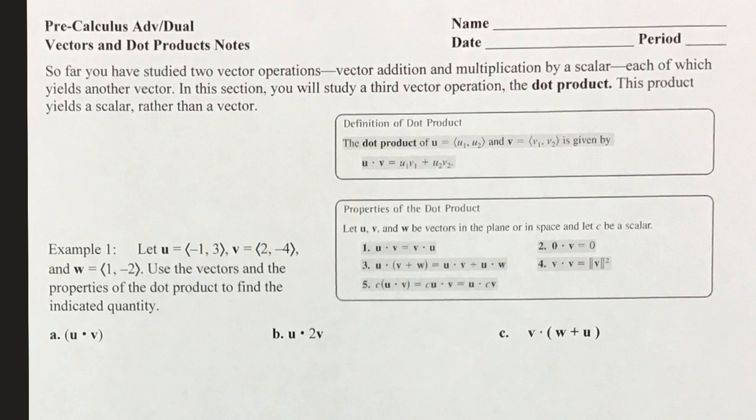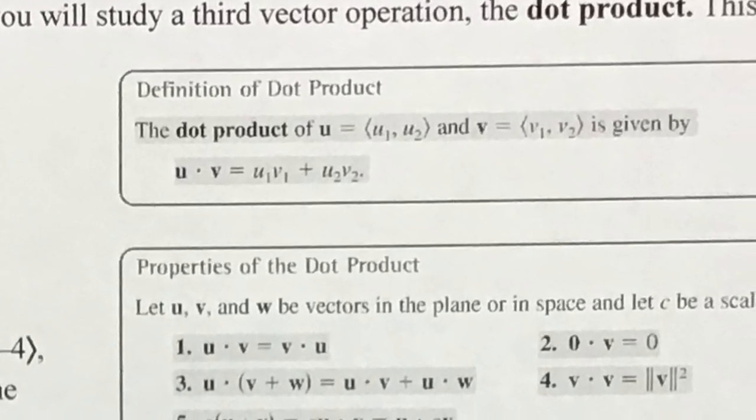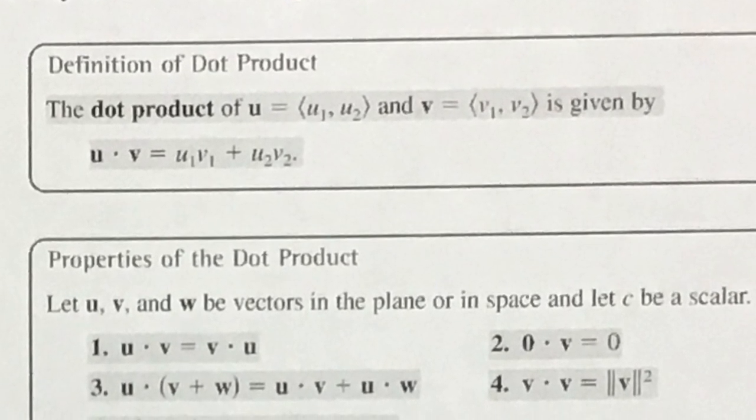Okay, today we're talking about dot products. The dot product is handy because it's going to help us find angles in between two vectors. So here is the definition of the dot product.